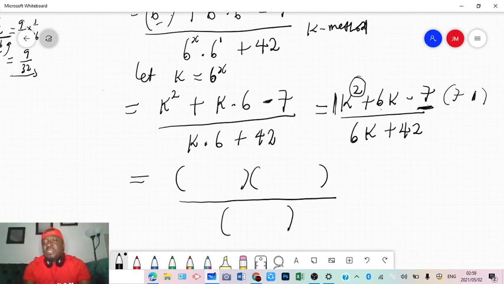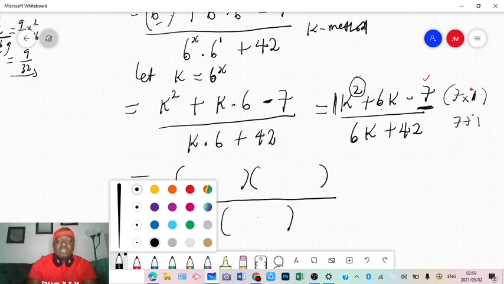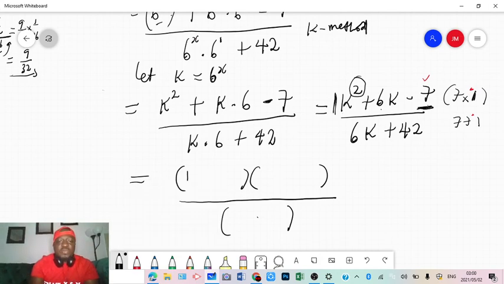You're looking for two numbers of the constant. When you multiply, they must give you a -7, and when you add, they must give you a +6. So in this case, 7 times a -1 will give me -7, and 7 minus 1 will give me a +6. Hence, let's bring it into our brackets. So k squared, obviously you split the k, so it's going to be k and a k. You'll have your +7 on top and then your -1 at the bottom.